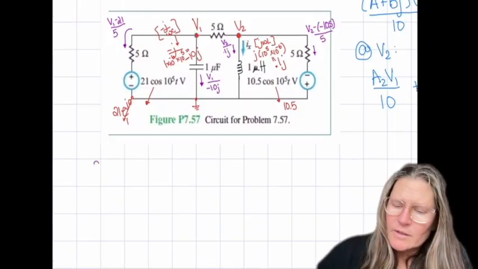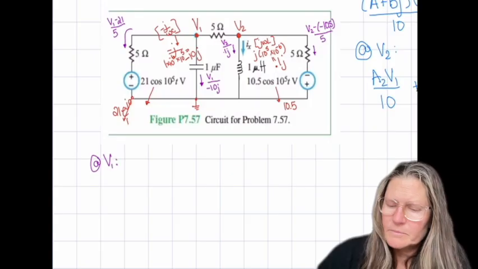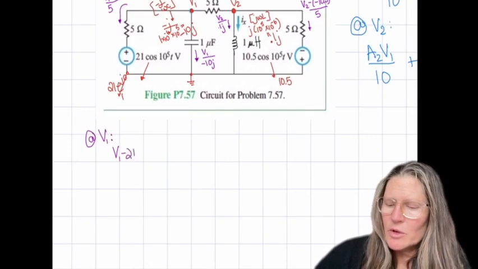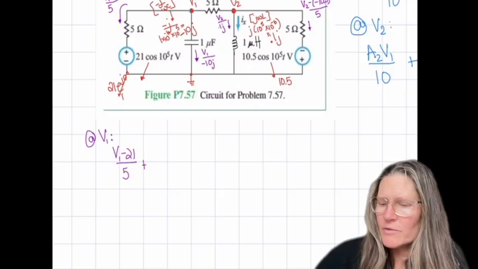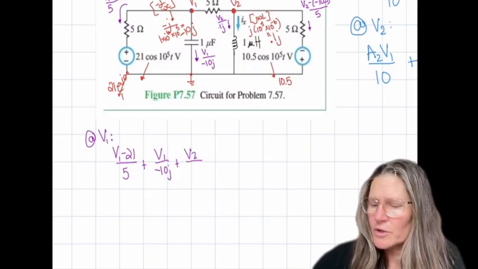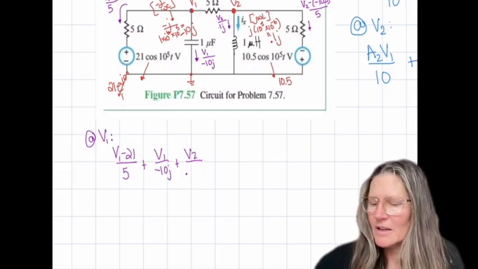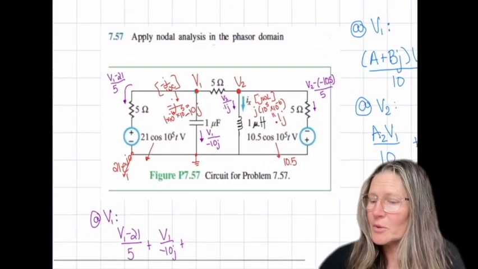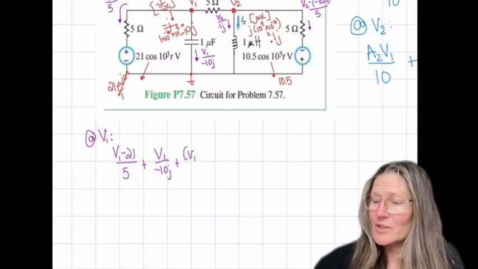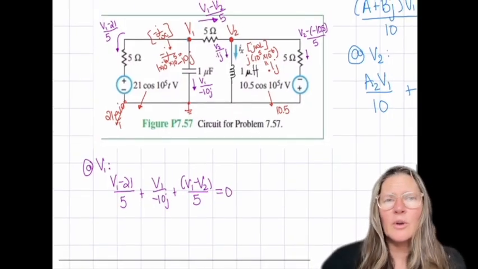And so at V1, V1 minus 21 over 5 goes out of that node, V1 over minus 10j, and then a V2 over 0.1j, or sorry, I forgot to write this middle one. This one is V1 minus V2 over 5. And that is the three currents that are going out of node V1.